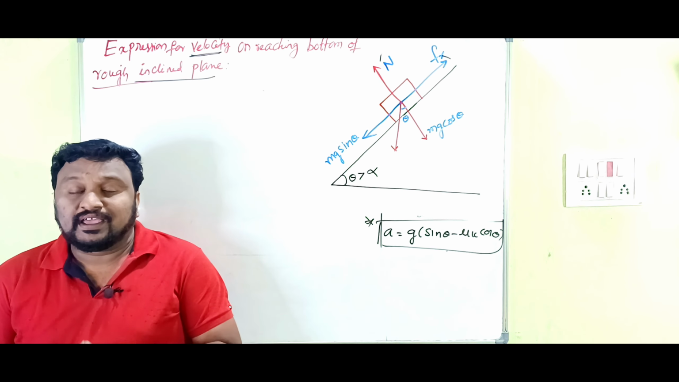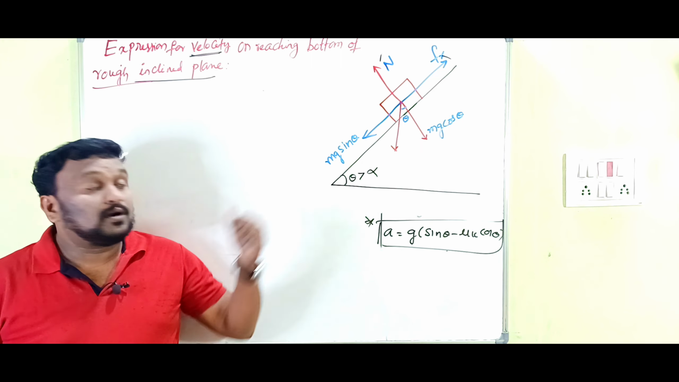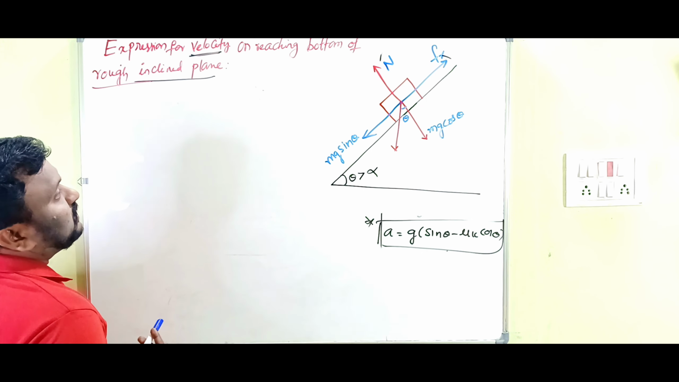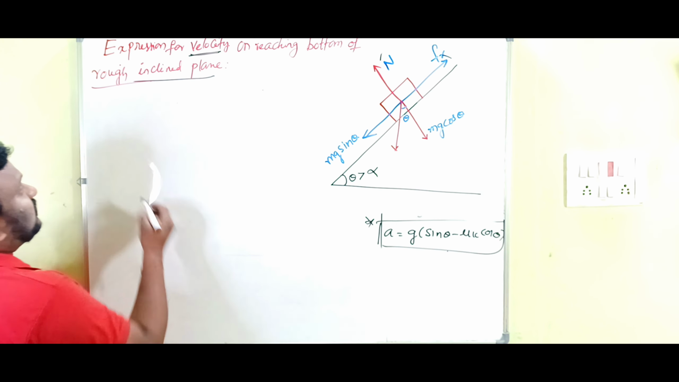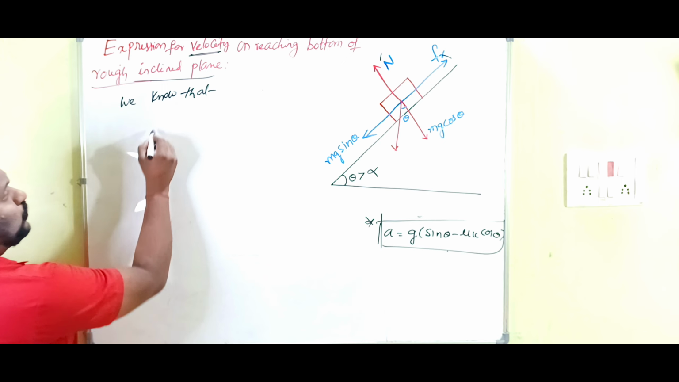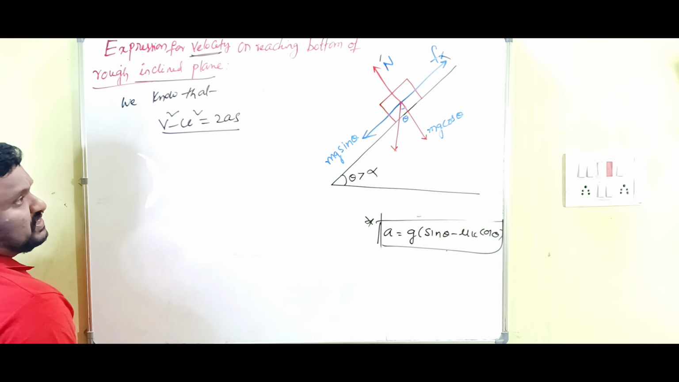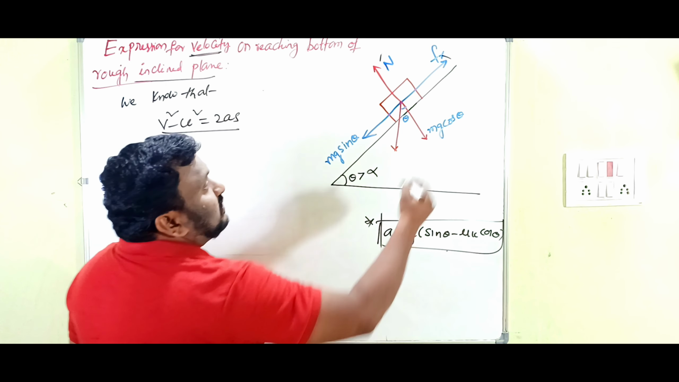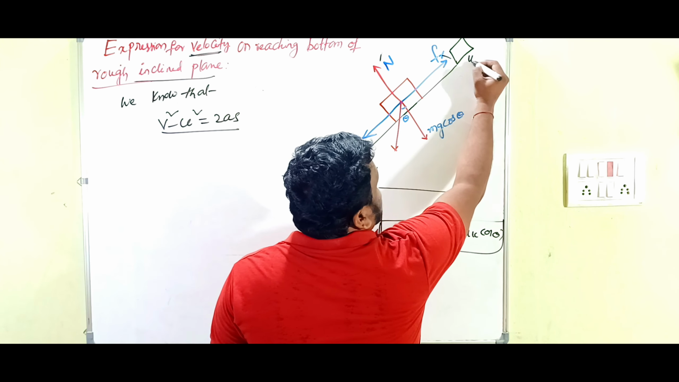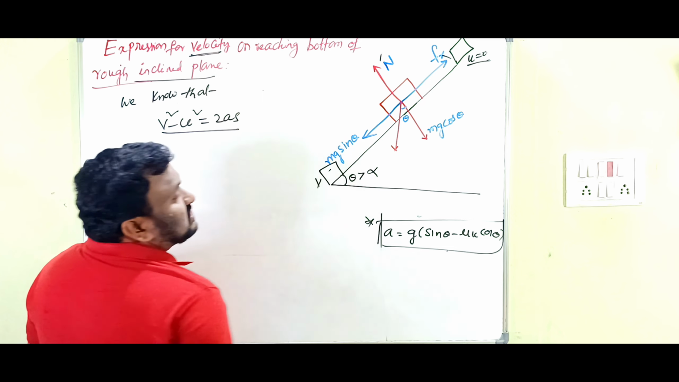Now we have to derive the expression for velocity of the block or body while it reaches the bottom of the rough inclined plane. So children, for that you have to know what u is and what v is here. We know the equation of motion: v square minus u square is equal to 2as. When the block is at the topmost point, u is equal to 0. When it reaches the bottom, there is some velocity v.